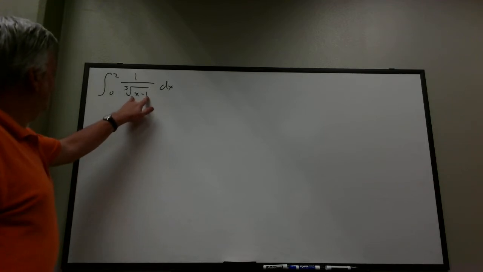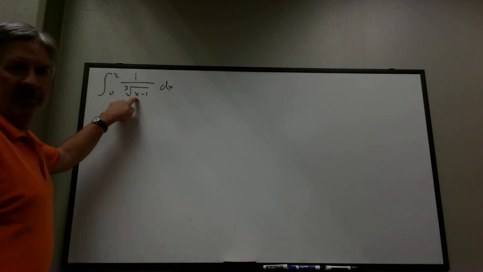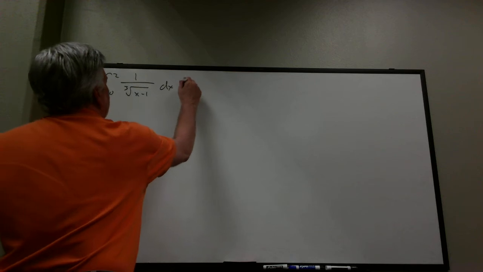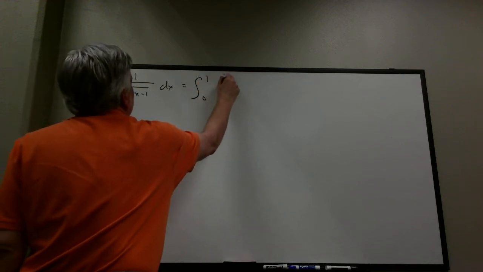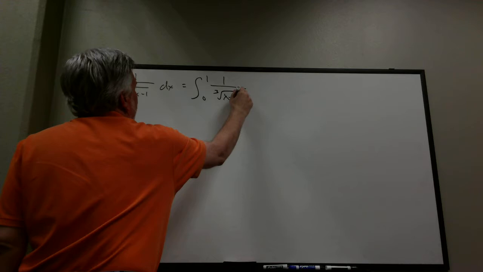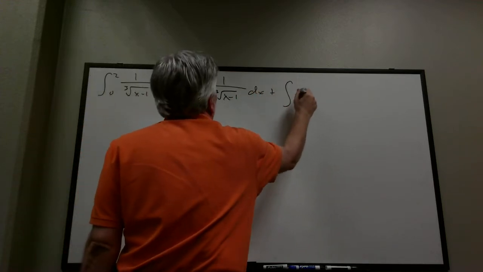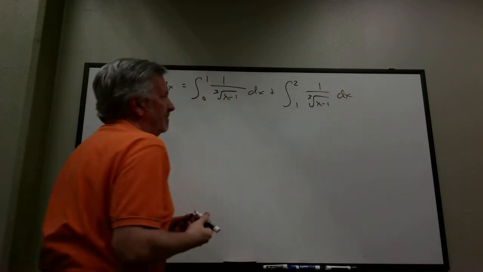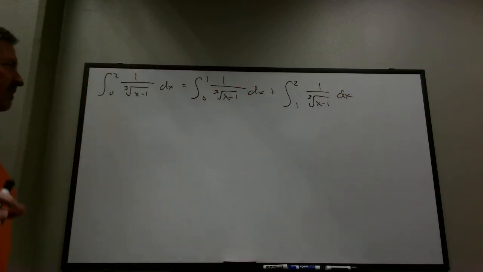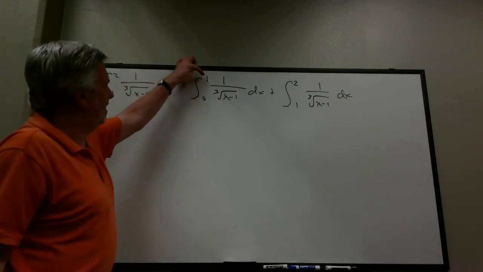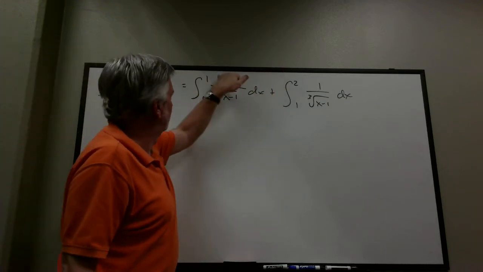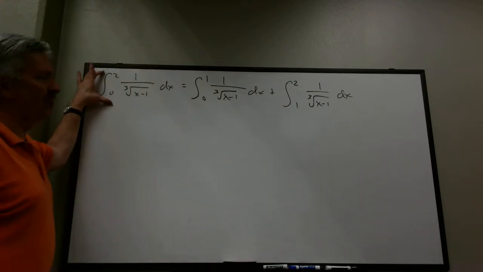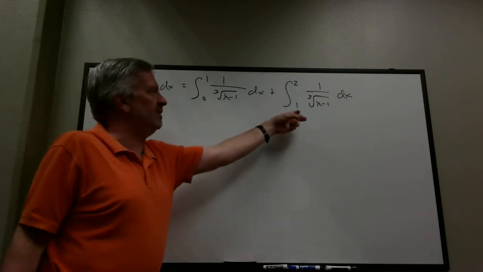So since the infinite discontinuity is at 1, we need to break this integral up into the integral from 0 to 1 of 1 over the cube root of x minus 1 dx plus the integral from 1 to 2 of the same thing. Okay, so remember when we defined how to deal with infinite discontinuities, we wanted the infinite discontinuity at the endpoints. So it's at the endpoint here and the endpoint here. Right? So to see if this integral converges or diverges, we need to work these two out.